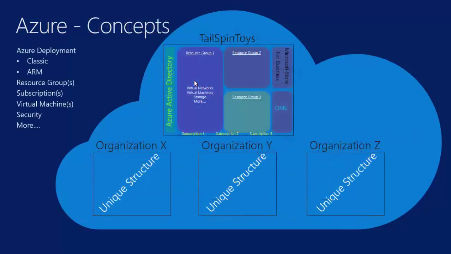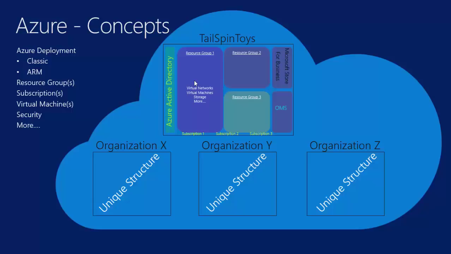Okay, so some concepts that are important to understand as we have discussions about Azure. First, we have to understand that there are deployment models. Putting things in and configuring things in Azure is called an Azure deployment. There are two ways that you can do Azure deployments. One is called the classic deployment model, and the other is called the ARM, or Azure Resource Manager, deployment model.